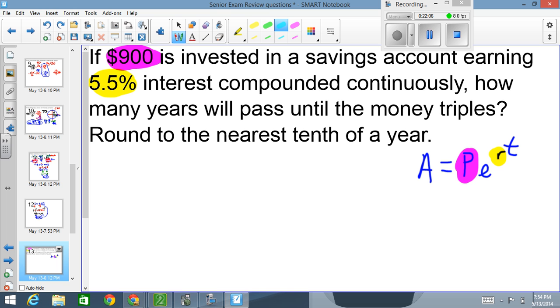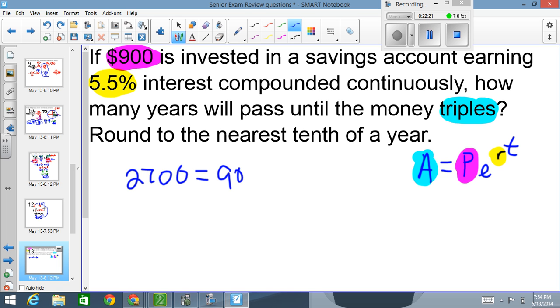And they say how long, how many years until the money triples, so that's going to be your amount at the end. Now 900 tripled, hopefully you know, is 2,700. The principal was 900, times e raised to the rt. Now 5.5% is our rate, but if I want to change that to a decimal, I move it 2 to the left, drop in a 0. This is 0.055 times t.